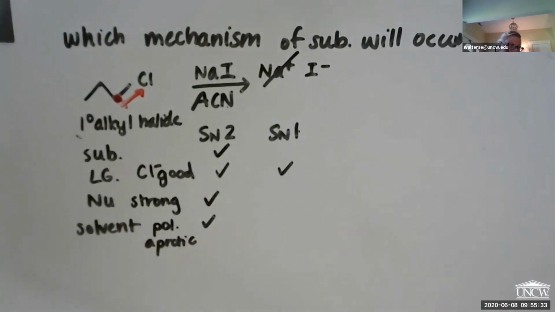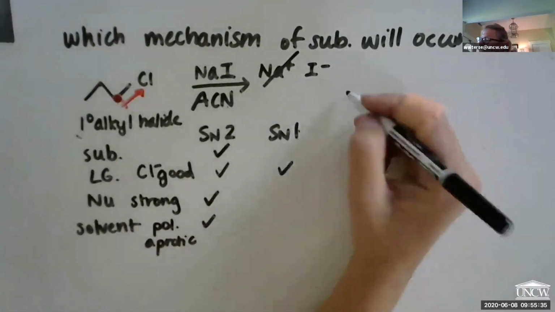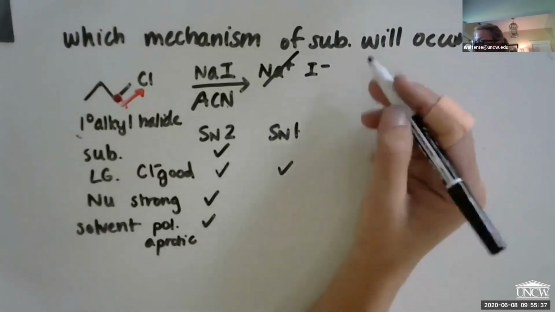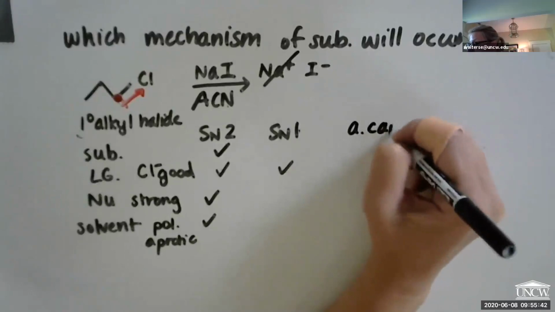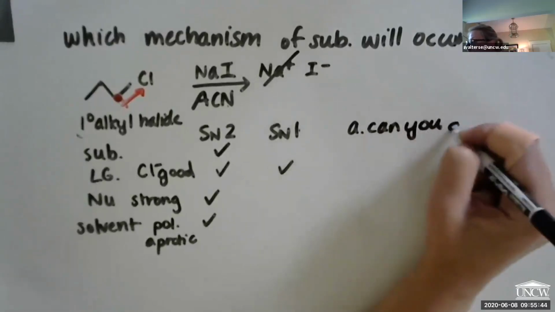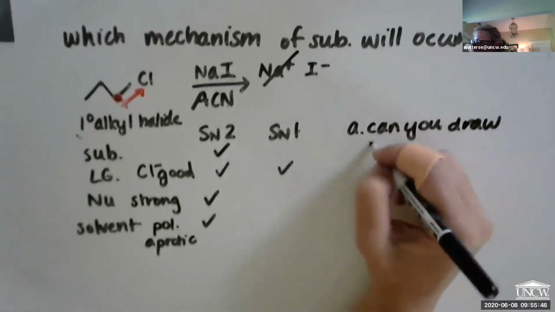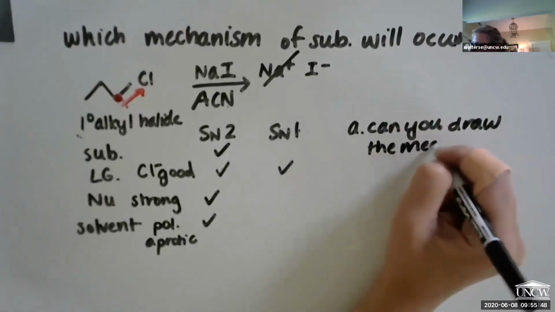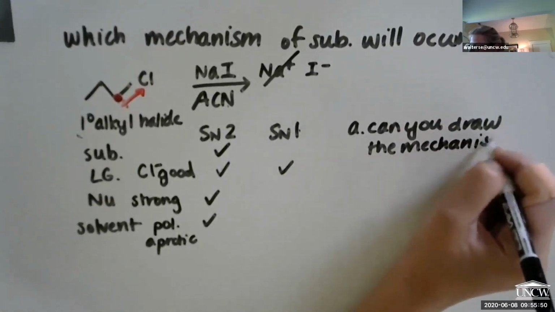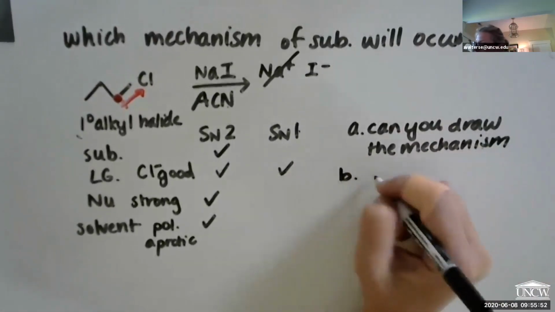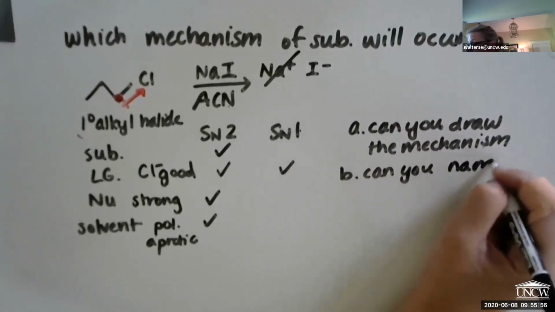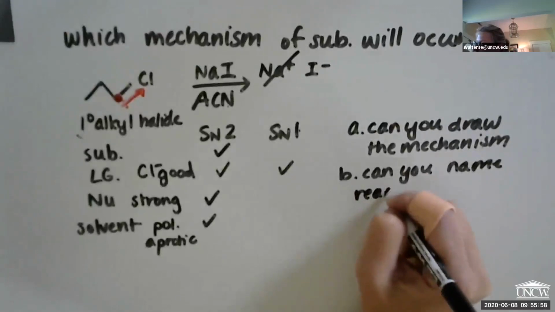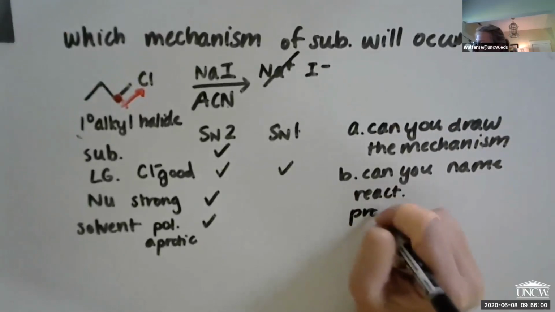Okay. And then if you had to draw, you could draw a mechanism, and those are questions you should ask yourself. Can you draw the mechanism? Can you name, in this case, the reactant and the product?